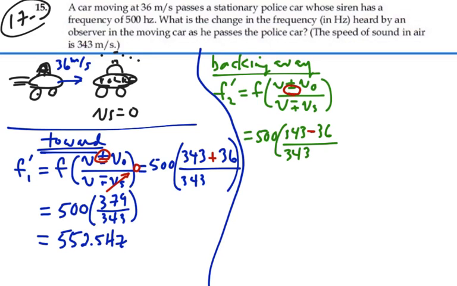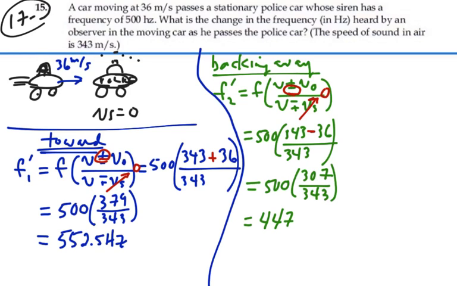Again, the velocity of the source, the police car, is 0. So we don't have to worry about that. So this is equal to 500 times 343 minus 36, which is 307, over 343. And that is equal to 447.5 hertz. So that's the frequency on the other side of the police car as the car is backing away.